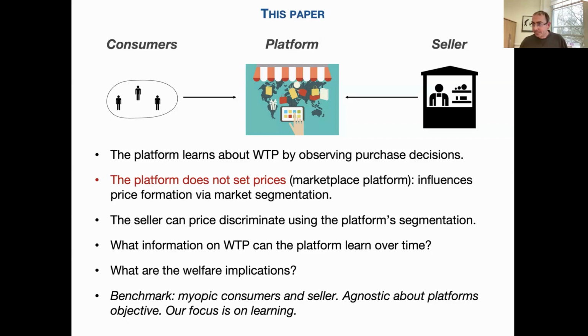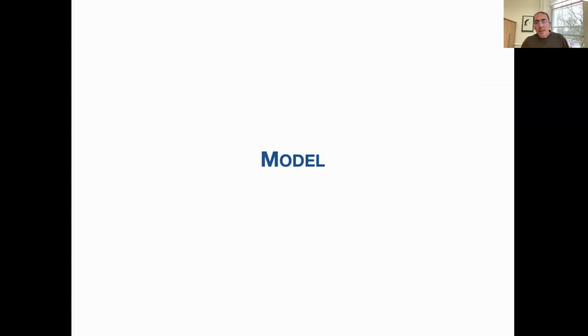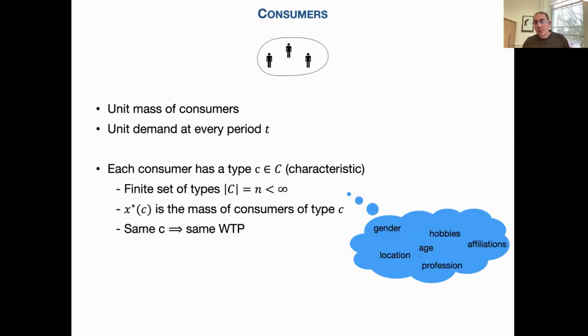So in the model, I have a unit mass of consumers. Consumers have unit demand at every period, so this is a repeated purchase. Each consumer has a characteristic, C, and there is a finite set of characteristics, N.